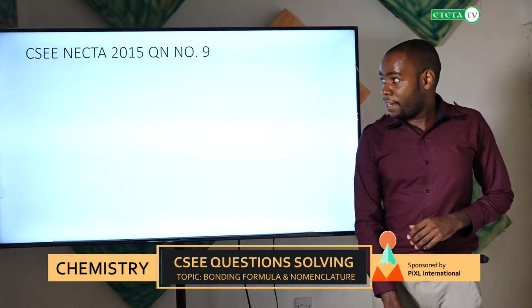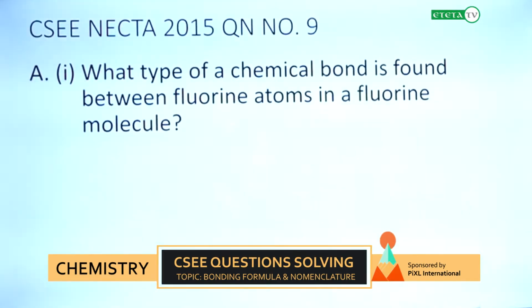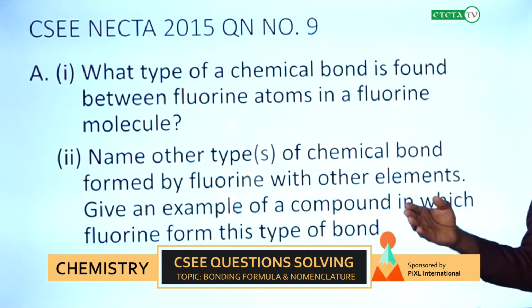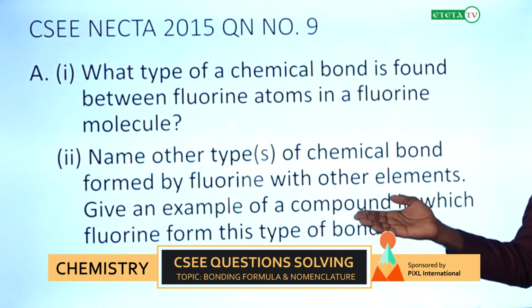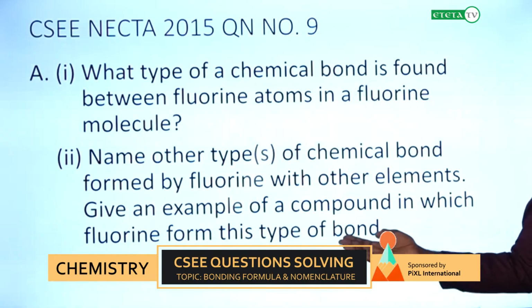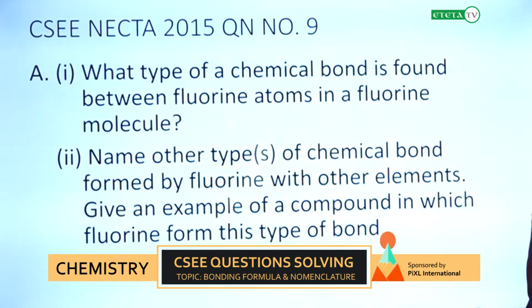Question number 9A, Roman 1 says, what type of chemical bond is formed between fluorine atoms in a fluorine molecule? Question number 9A, Roman 2 says, name other types of chemical bond formed by fluorine with other elements. Give an example of the compound in which fluorine forms this type of bond. So this is the question number 9A.